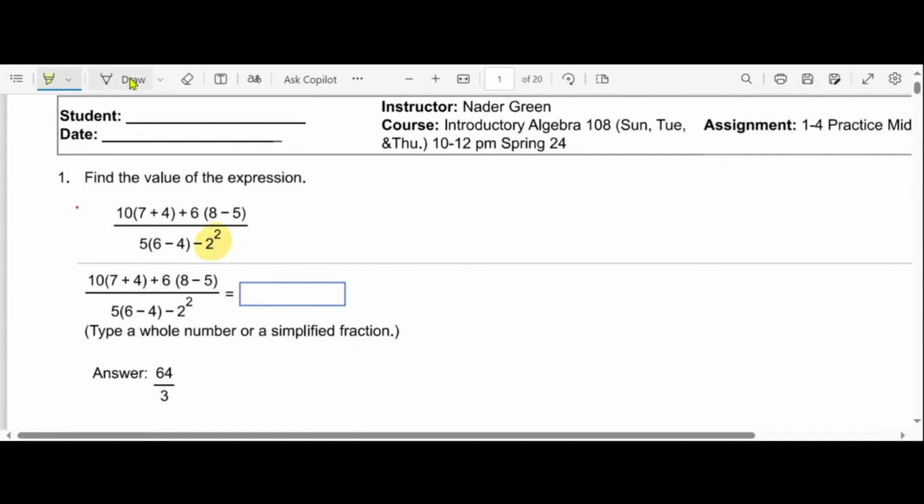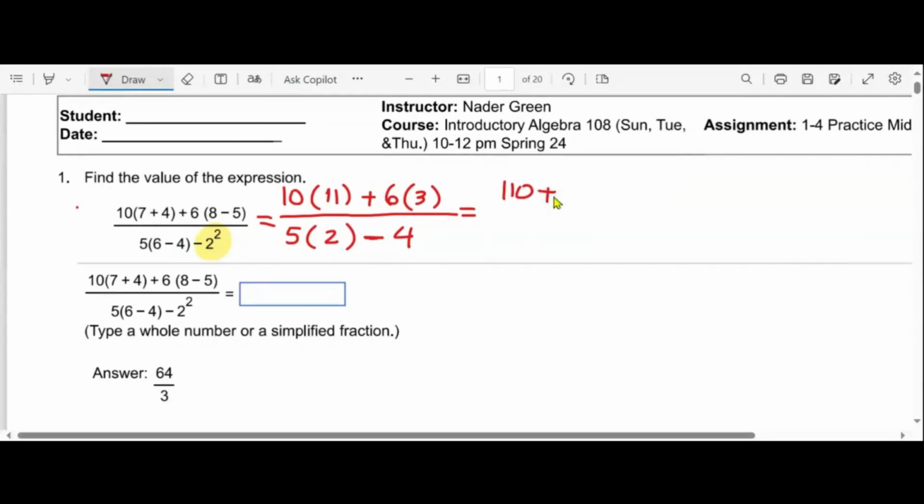7 plus 4. The exponent, right? So the exponent is the first thing, okay? So they give you 4 minus, then 6 minus 4. And in the top, 7 plus 4. 8 minus 5. 3. Now multiply, you get what?